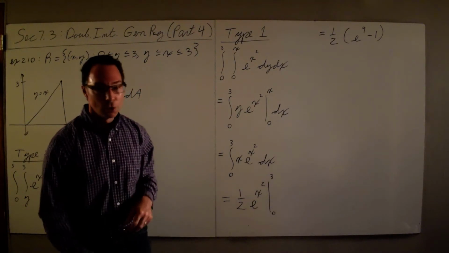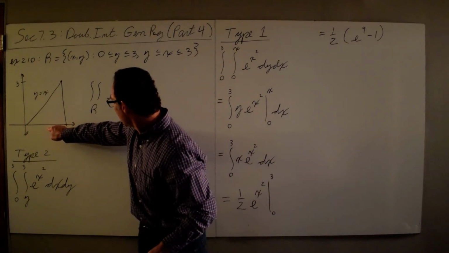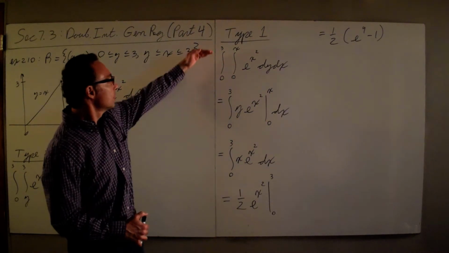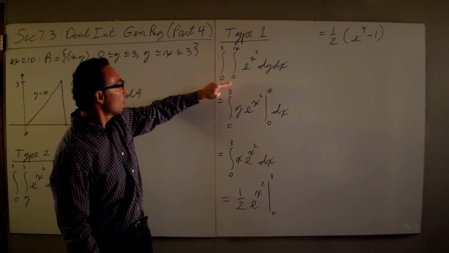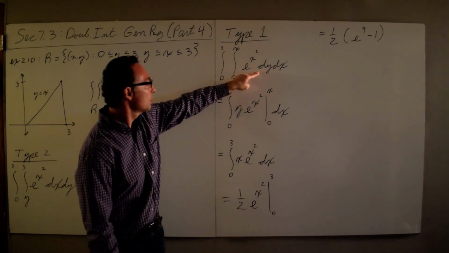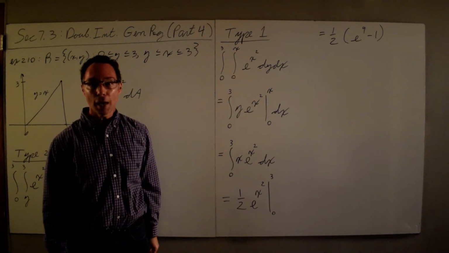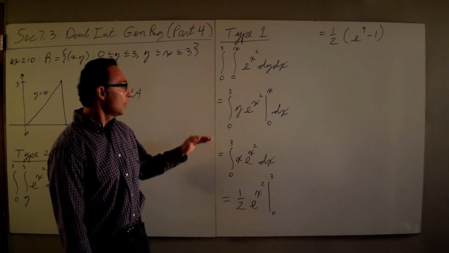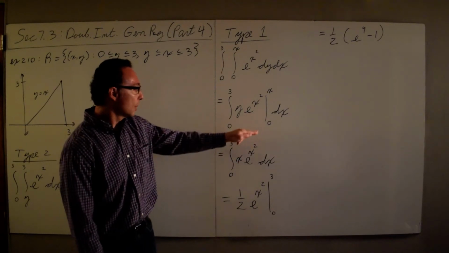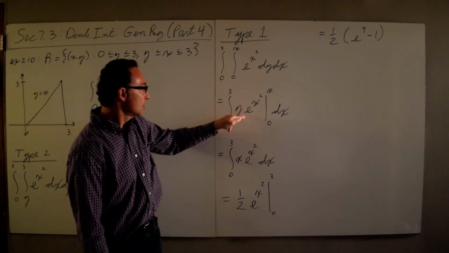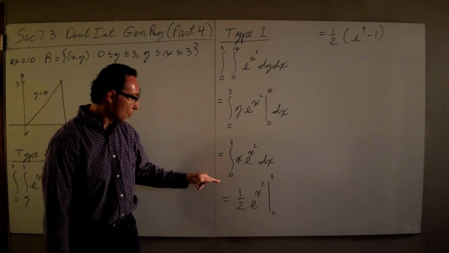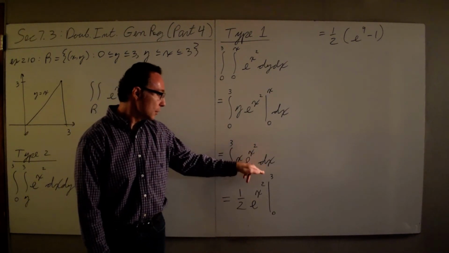Now what happens? Y goes from 0 to x, x goes from 0 to 3. So we set this up as a type 1 region. The y limits are 0 to x, the x limits 0 to 3, and we integrate with respect to y first. When we do that, we treat x as a constant. So the antiderivative is y e^(x²). The y limits of integration are 0 to x. Substitute x, substitute 0, subtract. Now we have the integral from 0 to 3 of x e^(x²) dx.